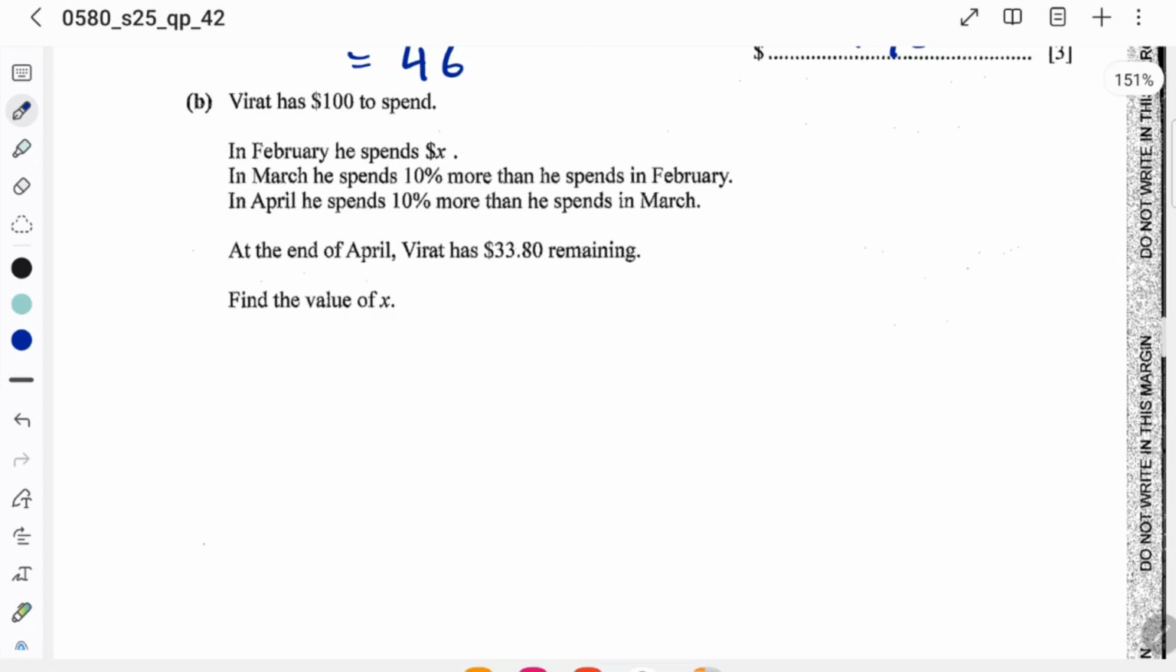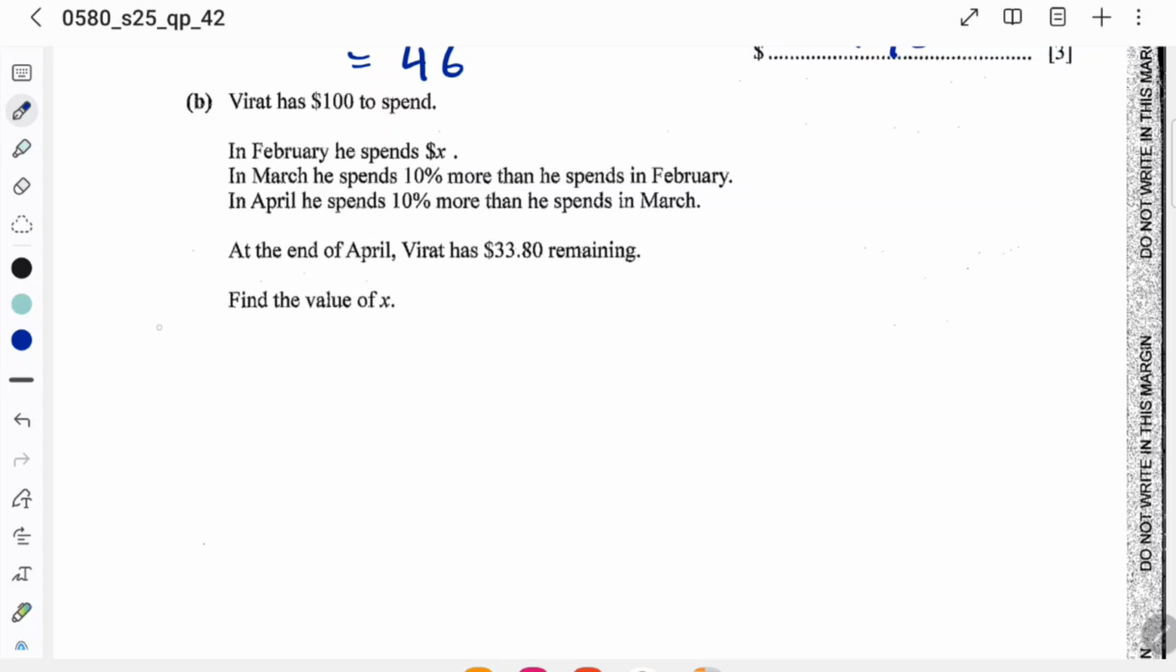Virat has $100 to spend. The total amount is $100. In Feb, he spent X dollars. All right, expenditure in Feb was X dollars. In March it is 10% more than his expenditure in Feb. In April, he spends 10% more than he spent in March. At the end of April, Virat has 33.80 remaining. It means after spending some amount from $100, he has 33.80 left with him. Find the value of X. It means how much he spent in Feb.